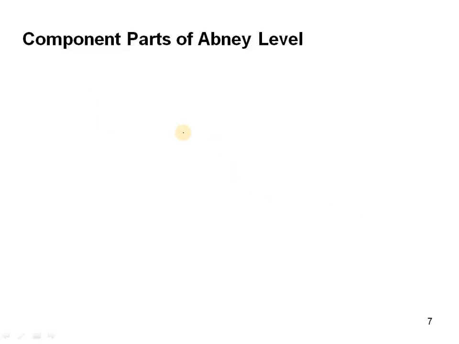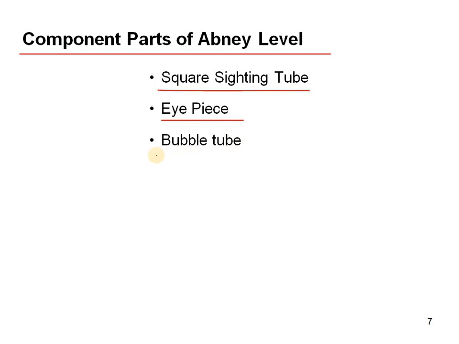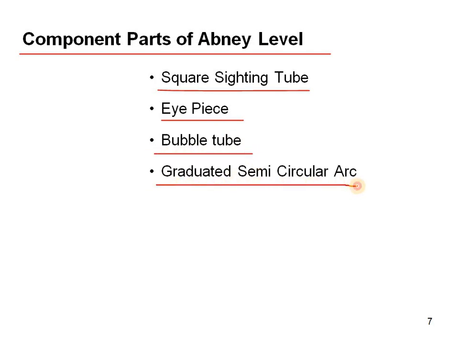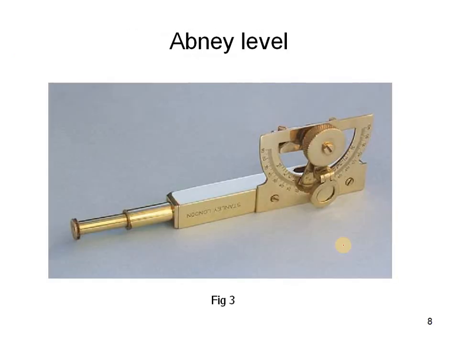So next, see the component parts of the Abney level: square sighting tube, eyepiece, bubble tube, graduated semicircular arc, vernier arm, magnifying glass, milled headed screw. So these are the component parts of the Abney level. Let us see where these parts are.